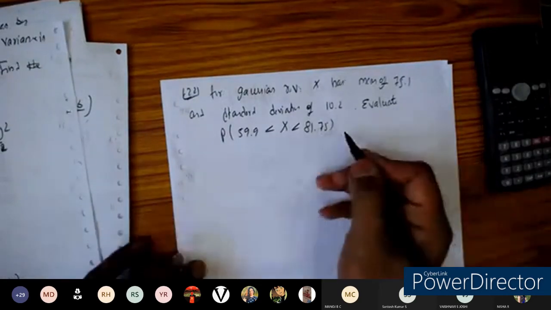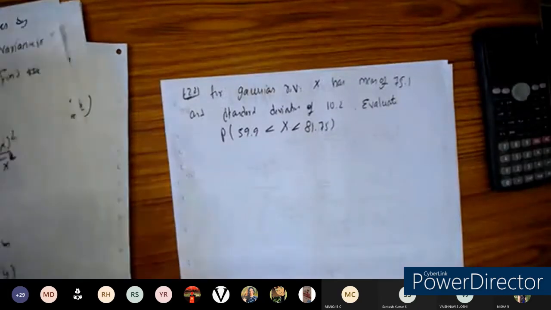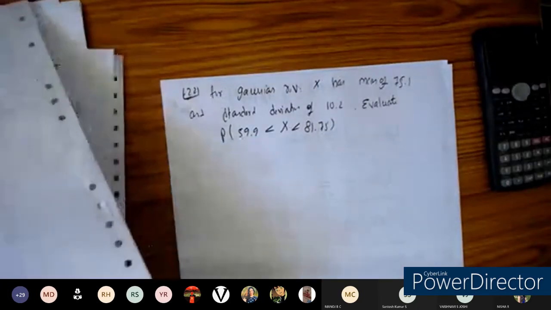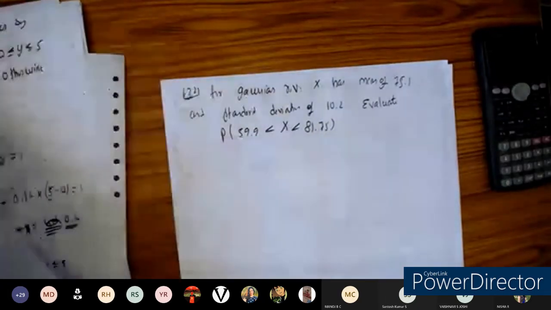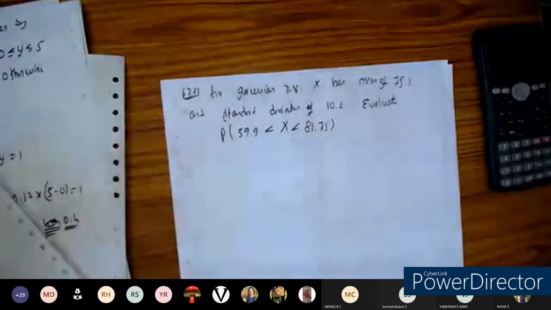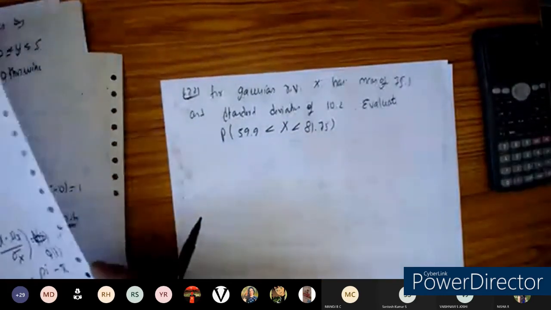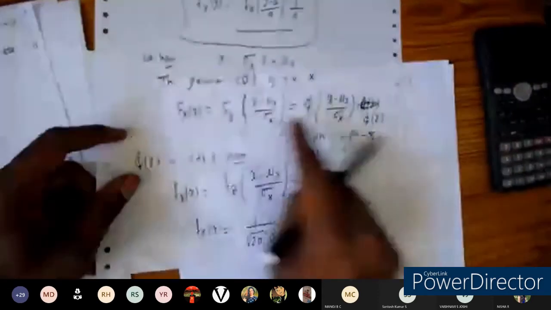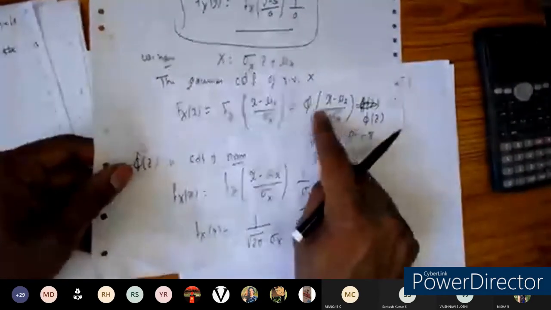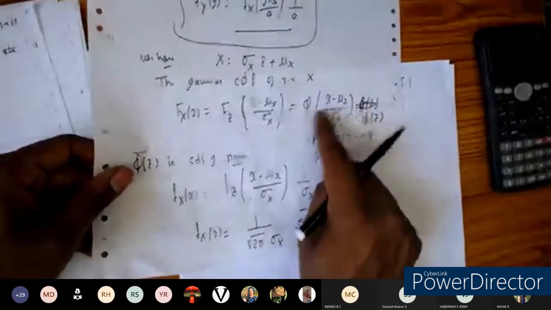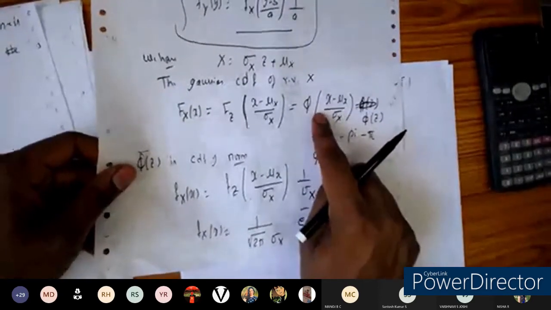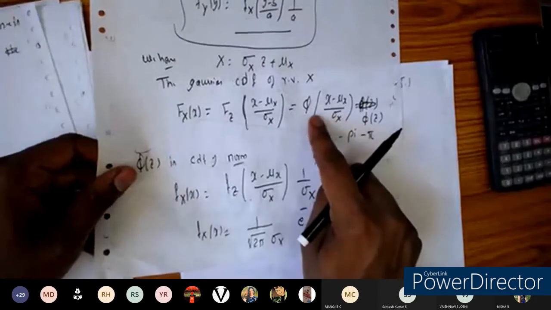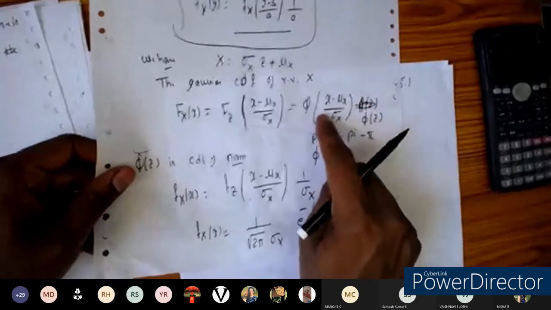So this one is based on the second topic we are seeing here. Based on this concept, we are going to make use of the function Φ(z), which we are going to evaluate here. For finding the value of Φ(z), I have sent you the table on WhatsApp. That is for the normalized Gaussian random variable. We are going to make use of that one here.